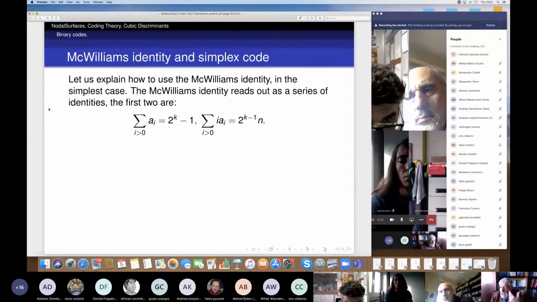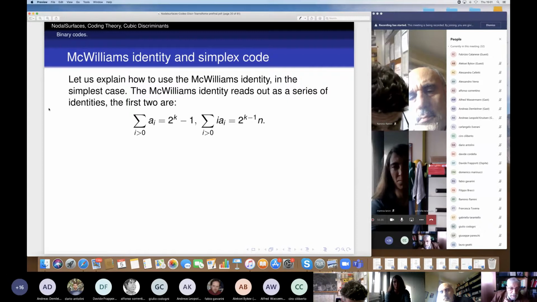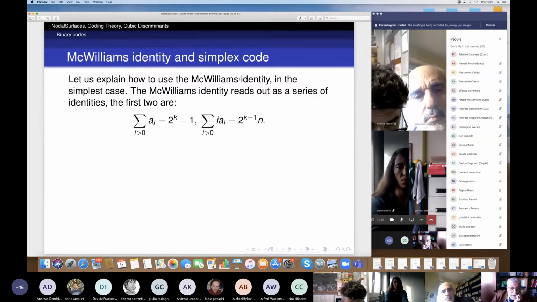So let me explain how important the MacWilliams identity is. This is quite easy, but maybe some people don't know it. I want to show how to use the MacWilliams identity. Now, the first two identities are just: the sum of the A_i for i different from 0 is 2 to the k minus 1, and the sum of i A_i is the effective length times 2 to the k minus 1.